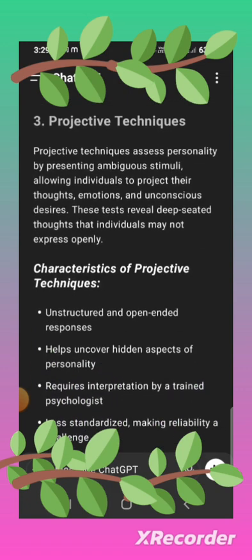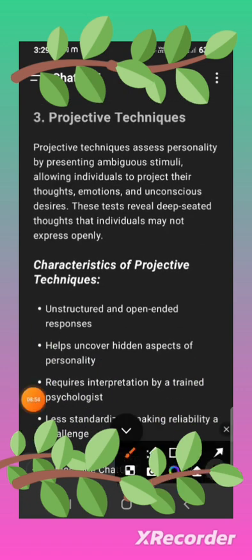Projective techniques. Projective techniques use ambiguous stimuli such as images, incomplete sentences, or abstract shapes to uncover unconscious emotions, desires, or conflicts. These tests help in analyzing deep-seated personality aspects. Characteristics of projective techniques: unstructured and open-ended responses, no fixed answers, reveals unconscious personality traits, helps in psychoanalysis.